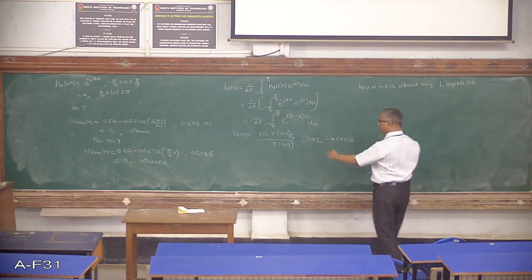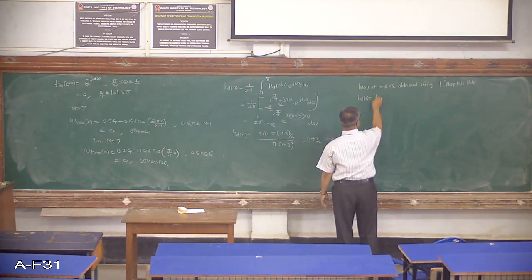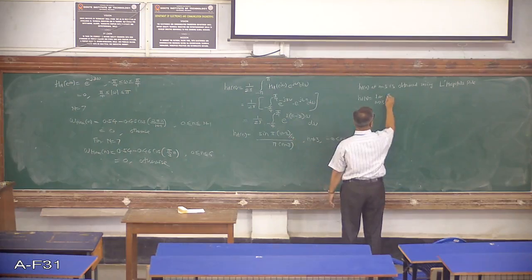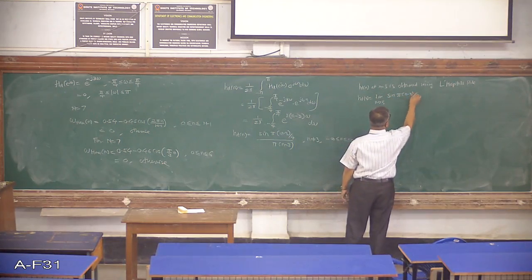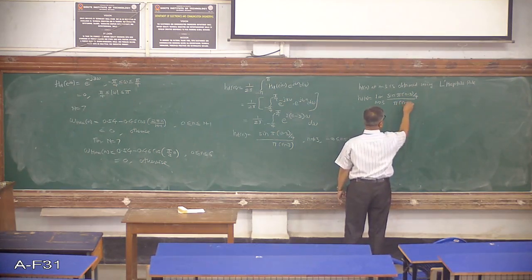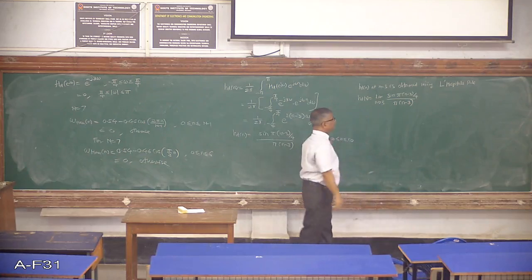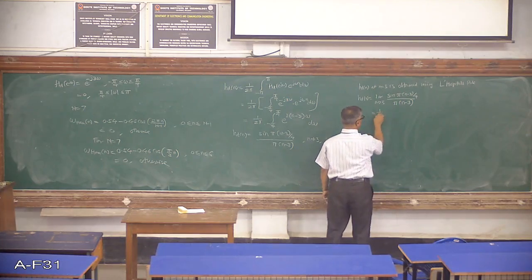So I will directly evaluate now. HD of 3 is the limit as n tends to 3 of sine of pi times (n minus 3) by 4, divided by pi times (n minus 3). So what is missing is the 1 upon 4, and you get the answer 1 upon 4.